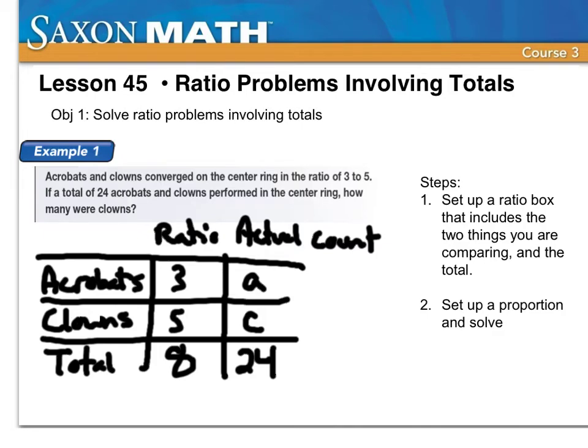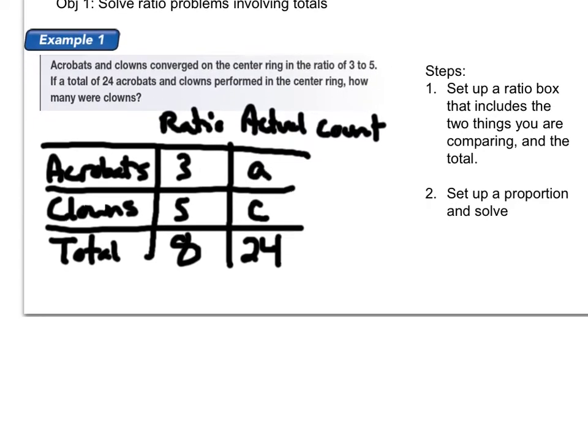So now I'm going to set up a proportion that looks like our ratio box. I'm going to use this right here. I'm going to set it up as 5 to 8, because this is the number of clowns compared to the total amount, equals, and then the actual count. We have the number of clowns, which is what we don't know, over the total amount of people we have, which is right here. That's 24.